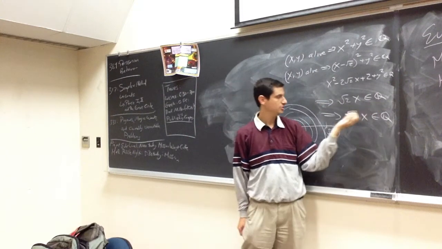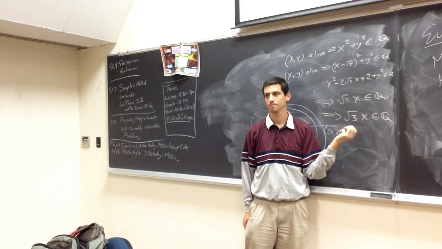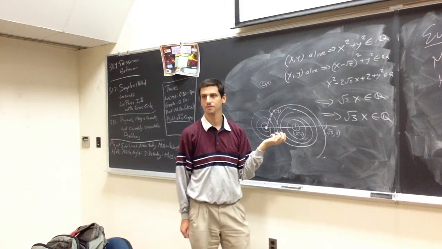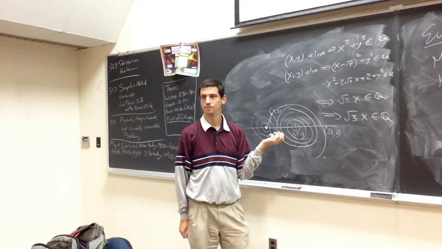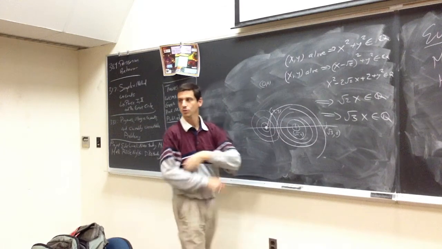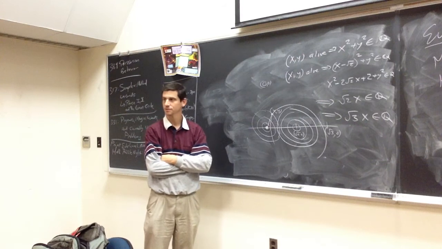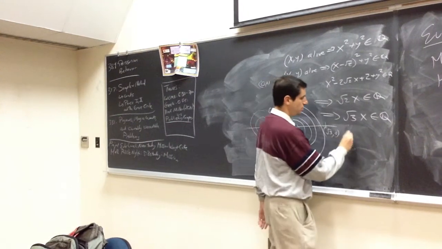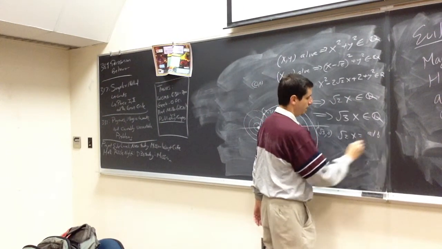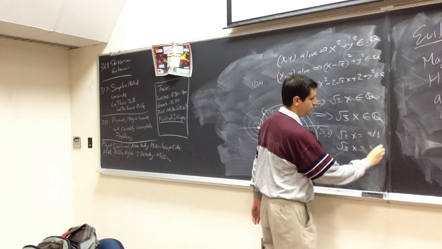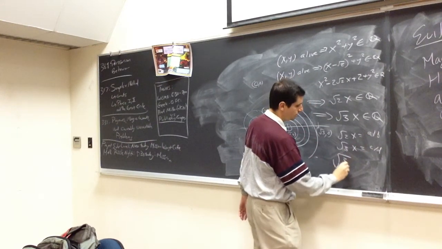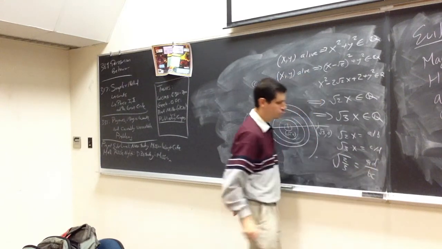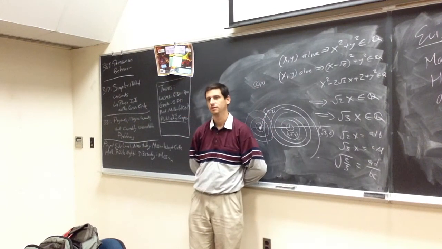So we know root 2x is rational, we know root 3x is rational. What can we deduce? What do we get? Okay, well, how is this a contradiction? If I've got root 2x equals a over b, and I've got root 3x equals c over d, then I would get the square root of 2/3 is ad over bc. And we've just shown the square root of 2/3 is rational. Contradiction.